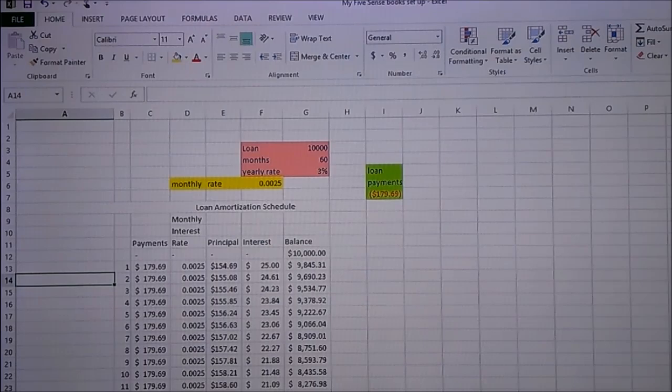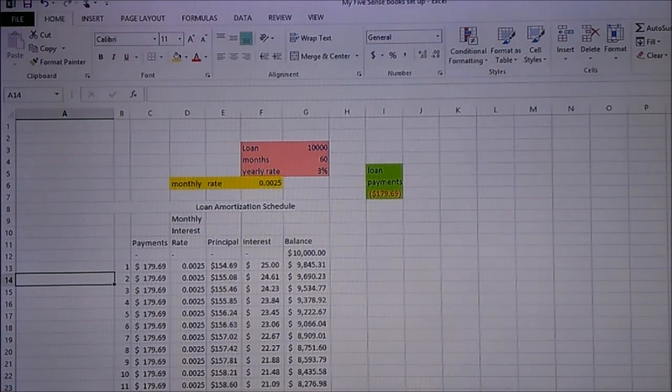All right, before we actually get to preparing the first financial statement, which is the income statement, I did a loan amortization schedule just so that Bob could see what his monthly payments are for that loan. It's a $10,000 loan for 5 years or 60 months at 3%. So this schedule shows his monthly payments, but it also shows the portion of the monthly payment that goes to principal and the portion that goes to interest over the life of the loan.